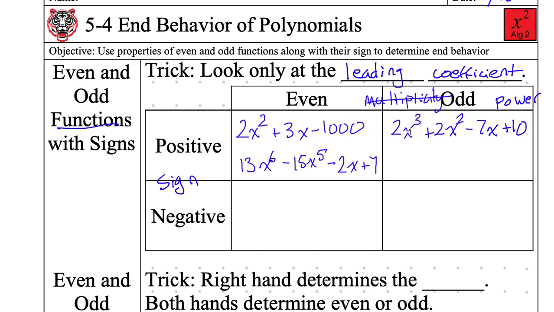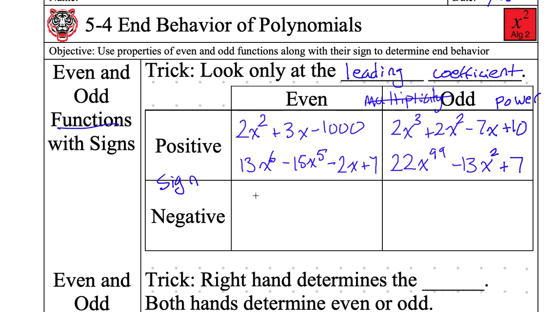You make your own example for the next one. A good example would be something like, I don't know, 22x to the power of 99 minus 13x squared plus 7. That is also a positive odd function because it has a positive coefficient and odd power.